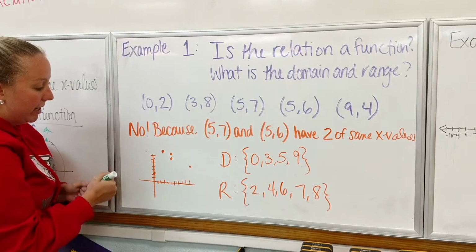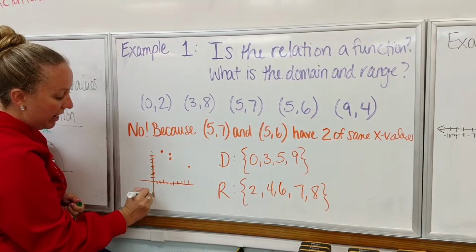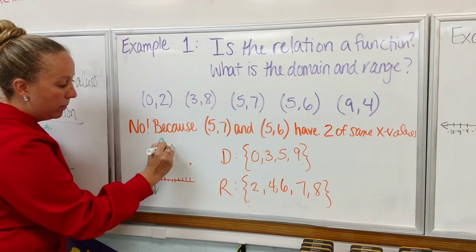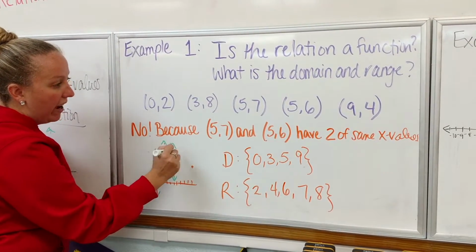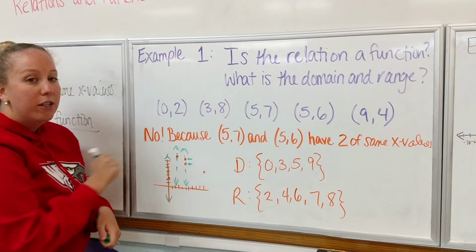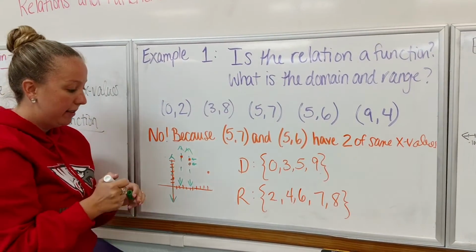And you can see this because right here, if I drew my vertical line test, that only crosses once. This only crosses once. But when I get here to the points (5, 6) and (5, 7), it crosses here and it crosses there, so it does not pass the vertical line test.